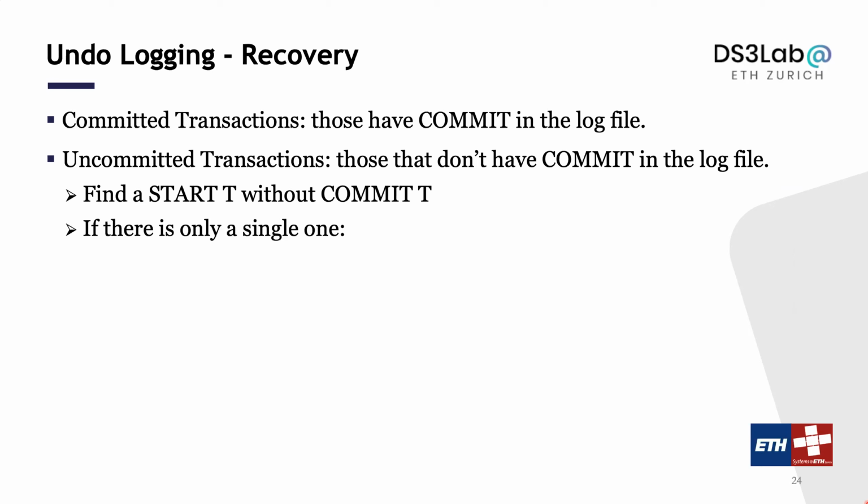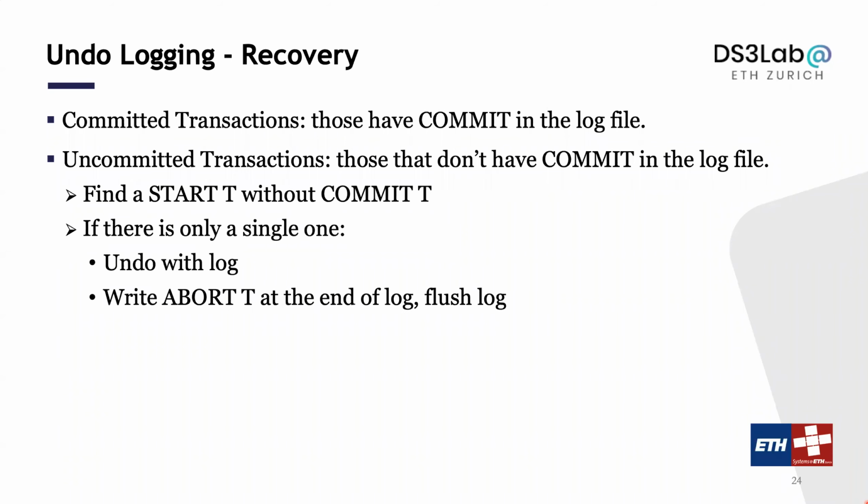If there's only one such transaction, you just undo with the log, right? You scan the log from the tail to the head, and whenever you see an old value, you just replace your database with the old value. Then you write abort T at the end of the log, you flush the log, and you are done.